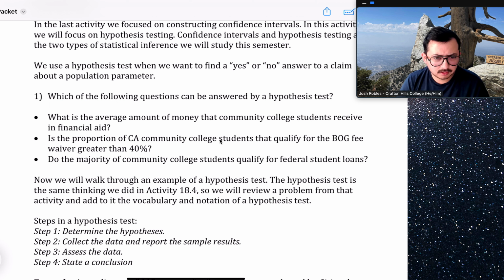I think these are similar. No, these are similar to before. I don't know if they're exactly the same wording from Module 19. What is the average amount of money that community college students receive in financial aid? That's asking for a number, not a decision.